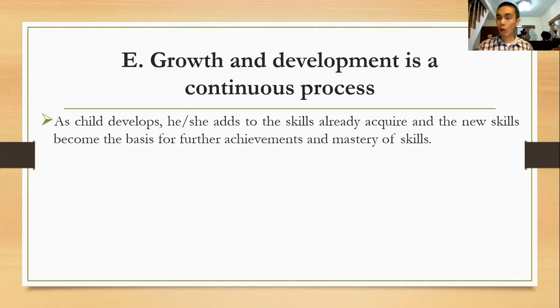the probability to acquire new knowledge and new skills is present, right? So this time, if the child acquires a skill and does it every time, that skill becomes a mastery. All right, they will master that skill. Okay, so growth and development is a continuous process.